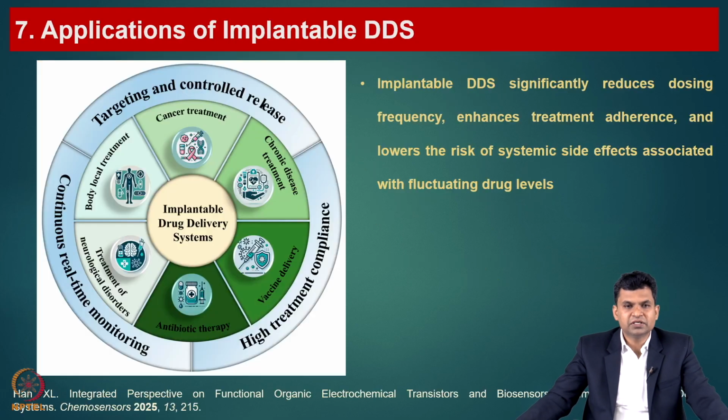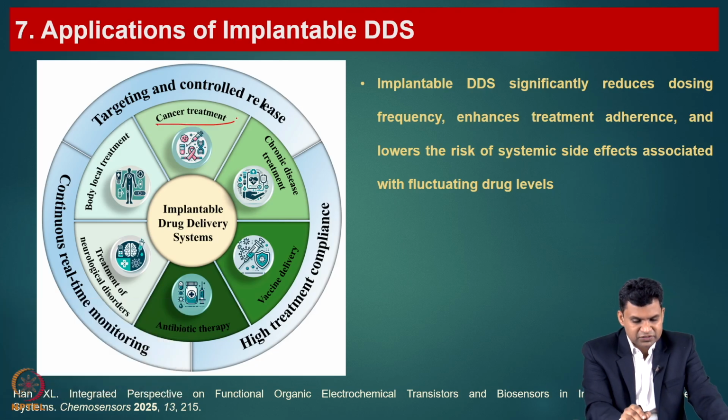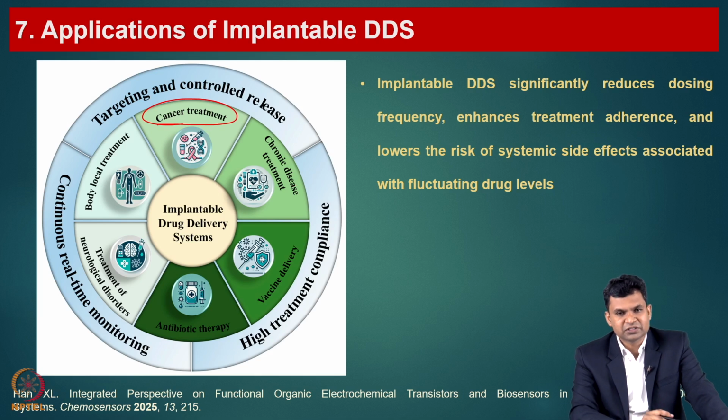Now, coming to the applications. Here we have various types of applications of implantable drug delivery systems. You can see the applications here. First is cancer treatment, as we have discussed in the various drugs used for implantable delivery systems. There are wafers, products in the market, that we can use for brain tumors.